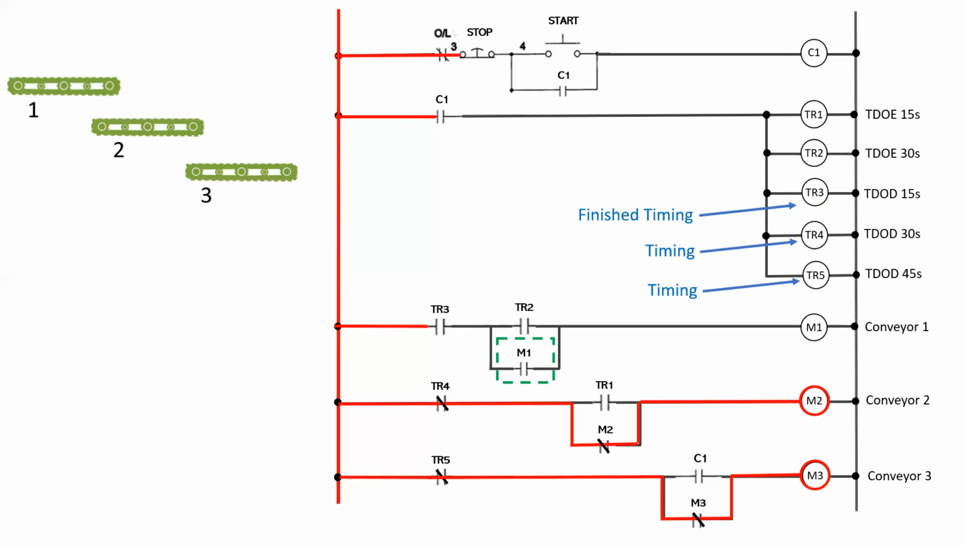Further timing continues, another 15 seconds elapses, and we have the second time delay on de-energization relay, TR4, de-energize. TR4 is now going to go back to its original normal state, open, de-energizing the M2 coil, which will cause the M2 contacts, including the power contacts, to open, de-energizing the second conveyor. And finally, my last TDOD relay, the 45-second one, TR5, is going to finish its timing, open its contact, de-energizing the M3 coil, and causing the M3 contacts to return to their normal state, de-energizing motor 3.